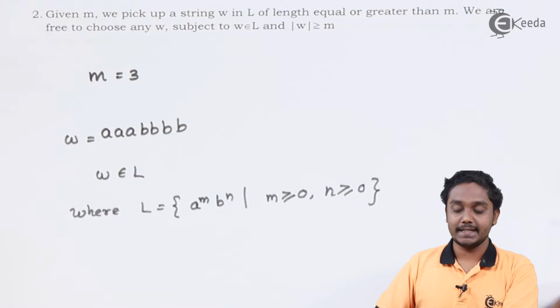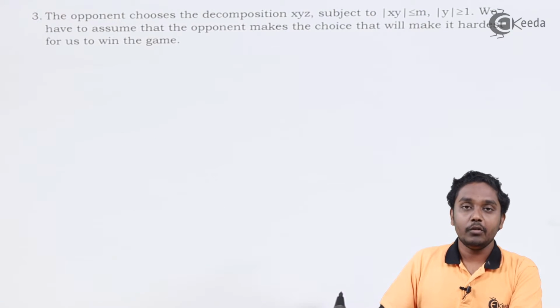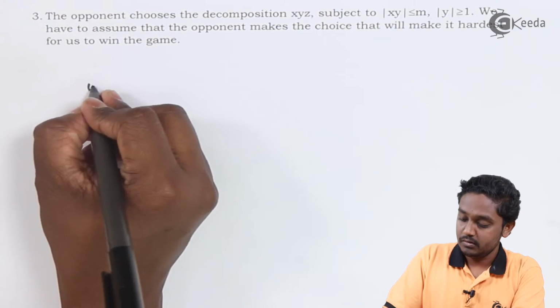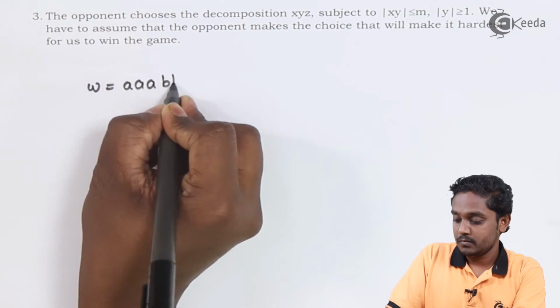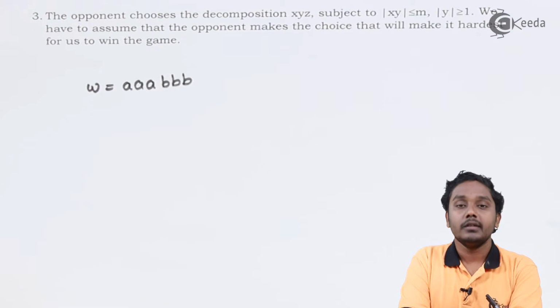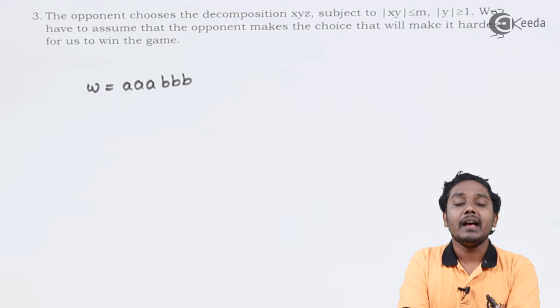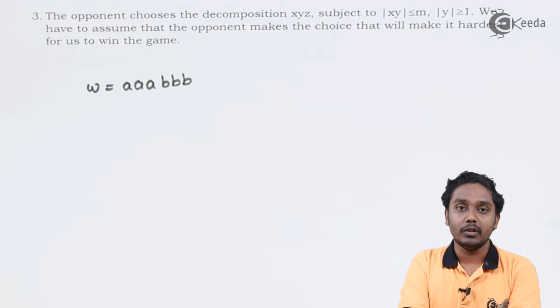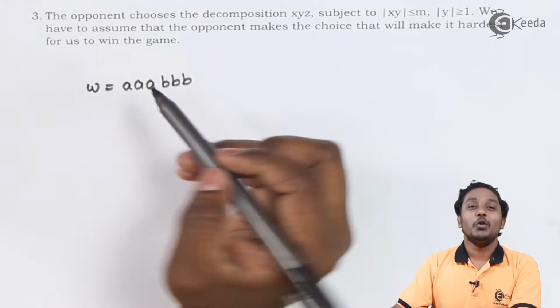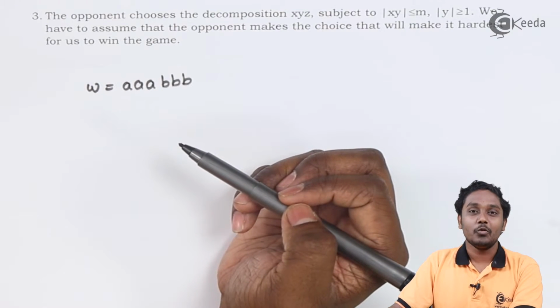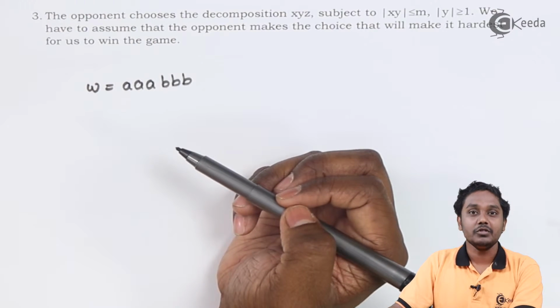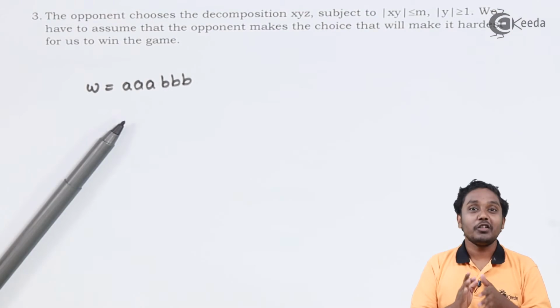Now let us proceed to the third step. This step is performed by the opponent. So the string we are going to provide is 3 a's followed by 4 b's. What is the task of the opponent? The task of the opponent is to split this string into three substrings x, y and z. Out of them, y is the substring which will be pumped. We shall explain what pumping is in the next step. Over here, the opponent's task is splitting the string into three substrings, let us say x, y and z. Out of them, y is the portion to be pumped in the next step. Let us try to split the string which is given.